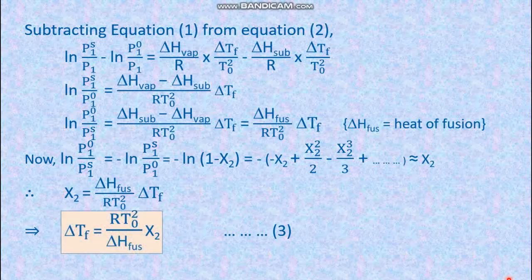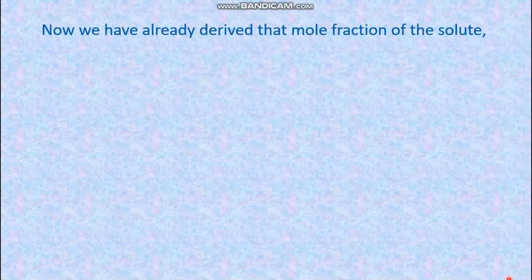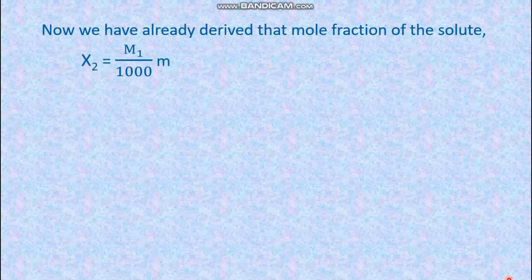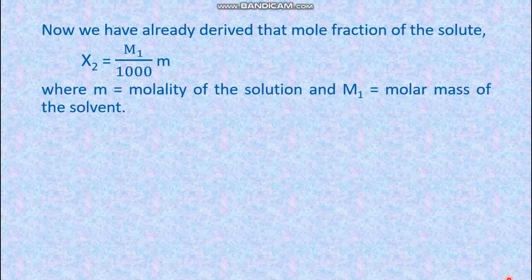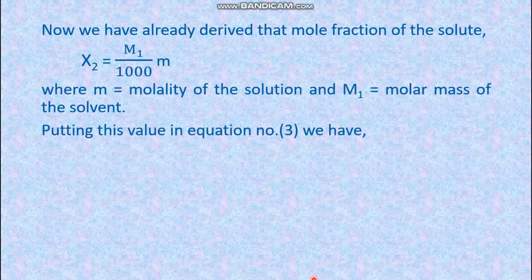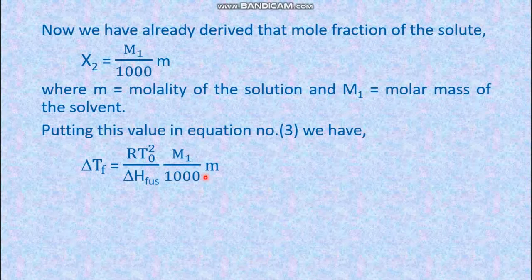Now, like the previous expressions, let's try to get a constant like Kb. Here x2 is nothing but m1 by 1000 into m, because m is the molal concentration, and m1 is the molar mass of the solvent. So the relationship is very simple: x2 is m1 by 1000 into m. Putting this value in equation number 3, in place of x2 we put m1 by 1000 into small m. So in terms of molality we get this relationship, equation number 4.